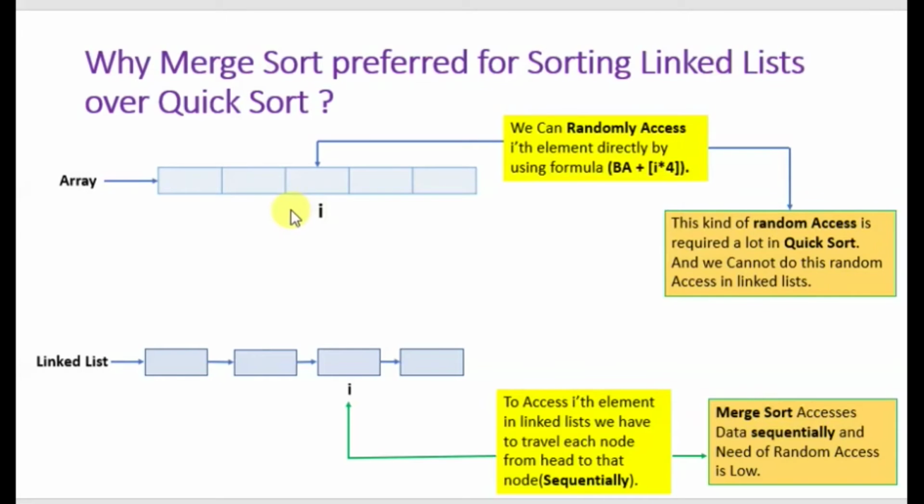So in arrays we can do this kind of random access, and this kind of random access is required a lot in quicksort, but we cannot perform it in linked lists. And if we perform quicksort on a linked list, it increases the overhead for quicksort. This is the reason why we apply merge sort while sorting linked lists, and generally it is preferred to apply quicksort when we have to sort arrays.